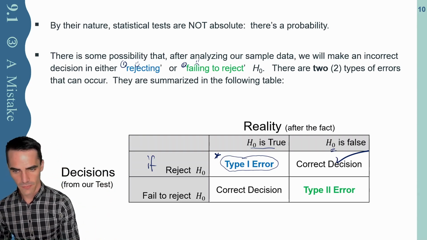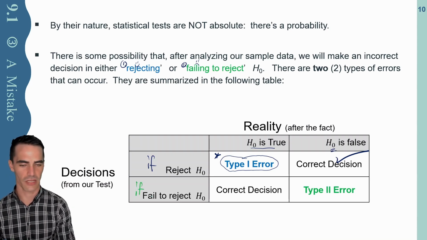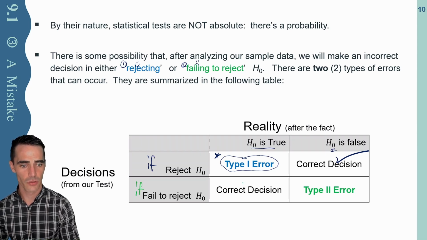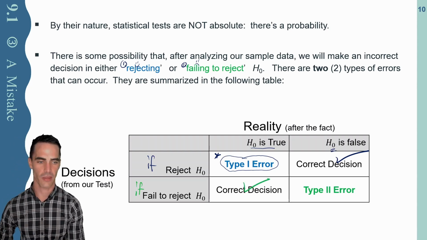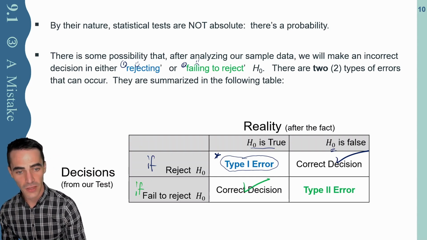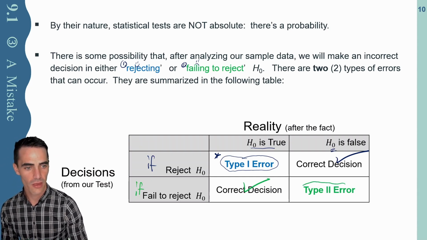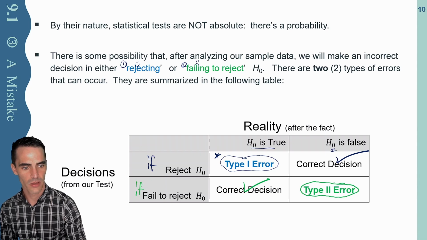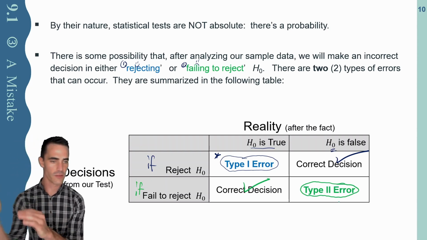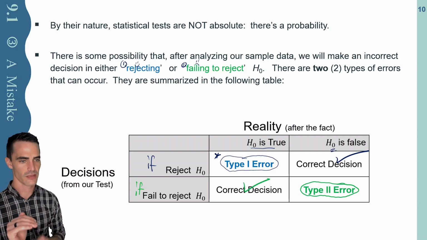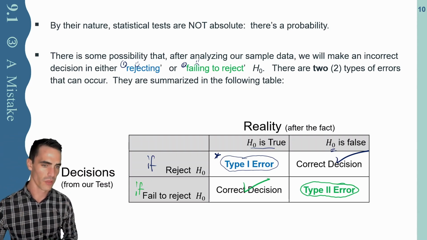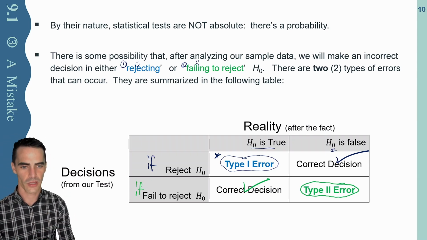On the flip side of that, let me write it in green, because sometimes you fail to reject. If we failed to reject the null hypothesis and it was true, then we made the correct decision. We did the right thing. However, if you failed to reject, but you really should have, that's going to be called a type 2 error. So we have these two different types of errors based on rejecting, type 1 error, versus failing to reject, type 2 error.